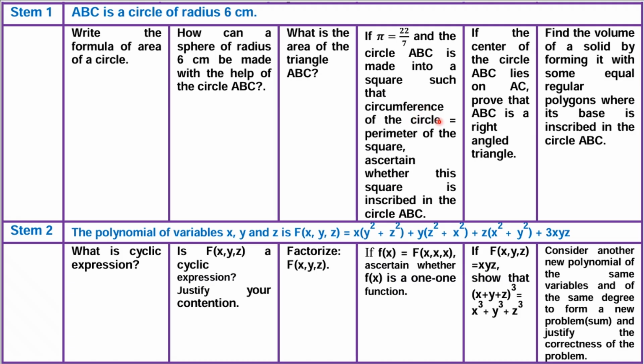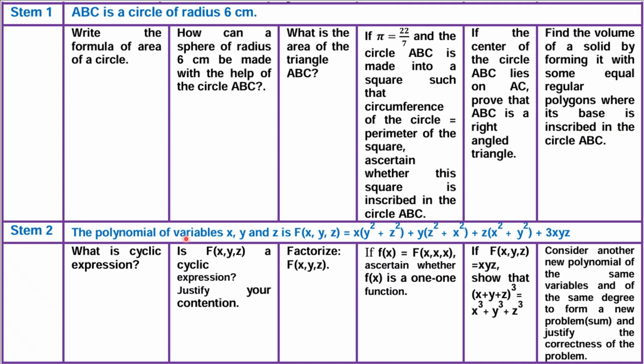circumference of the circle is equal to perimeter of the square, ascertain whether this square is inscribed in the circle ABC. If the center of the circle ABC lies on AC, prove that ABC is a right-angled triangle. Find the volume of a solid by forming it with some equal irregular polygons where its base is inscribed in the circle ABC. Stem 2.